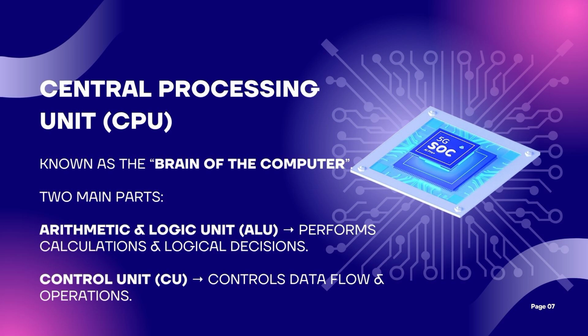Now we come to the most important component, the central processing unit or CPU. It is also known as the brain of the computer because this is where all the thinking and processing happens. The CPU itself is made of two main parts. The first is the ALU or arithmetic and logic unit. This part handles all mathematical calculations and all logical decisions. And the second part is the control unit or CU. The control unit acts like a traffic controller. It doesn't do any processing itself, but it directs the flow of data and controls the operations of all other units.